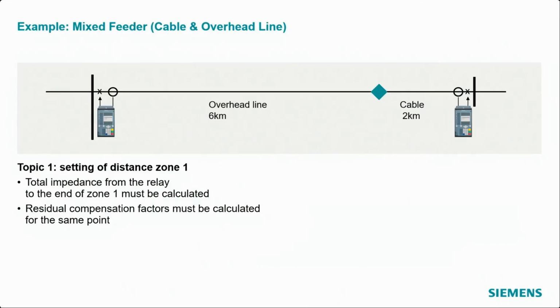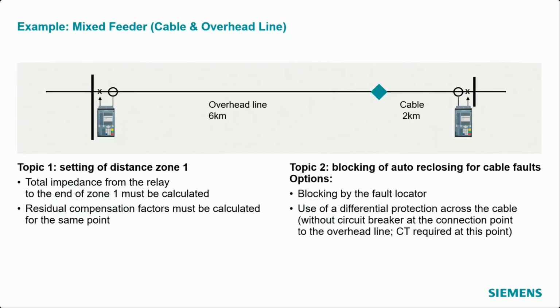There we have to look a little bit at how we calculate the impedances, and we also have to look at the residual compensation factors, because setting the residual compensation factors in this case is a little bit of a tricky thing. And another thing we have to look at is what we are going to do with auto-reclose. If we have overhead systems, we normally do auto-reclose, but if we have such a mixed system and we have a cable fault, doing auto-reclose on a cable fault is not a good idea.